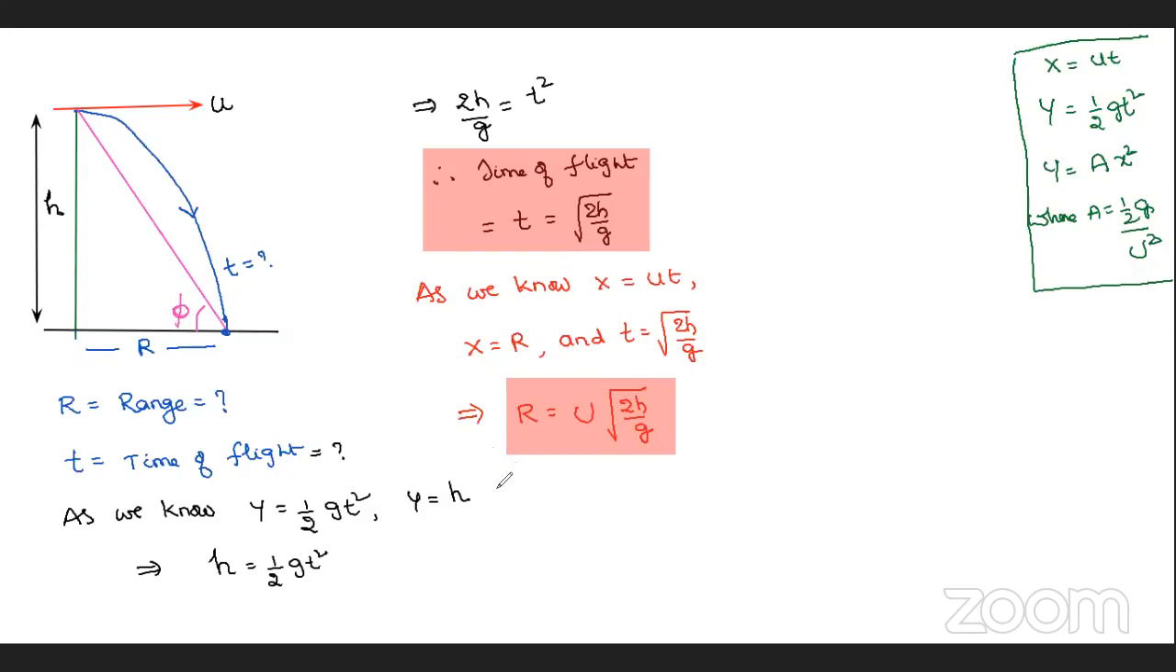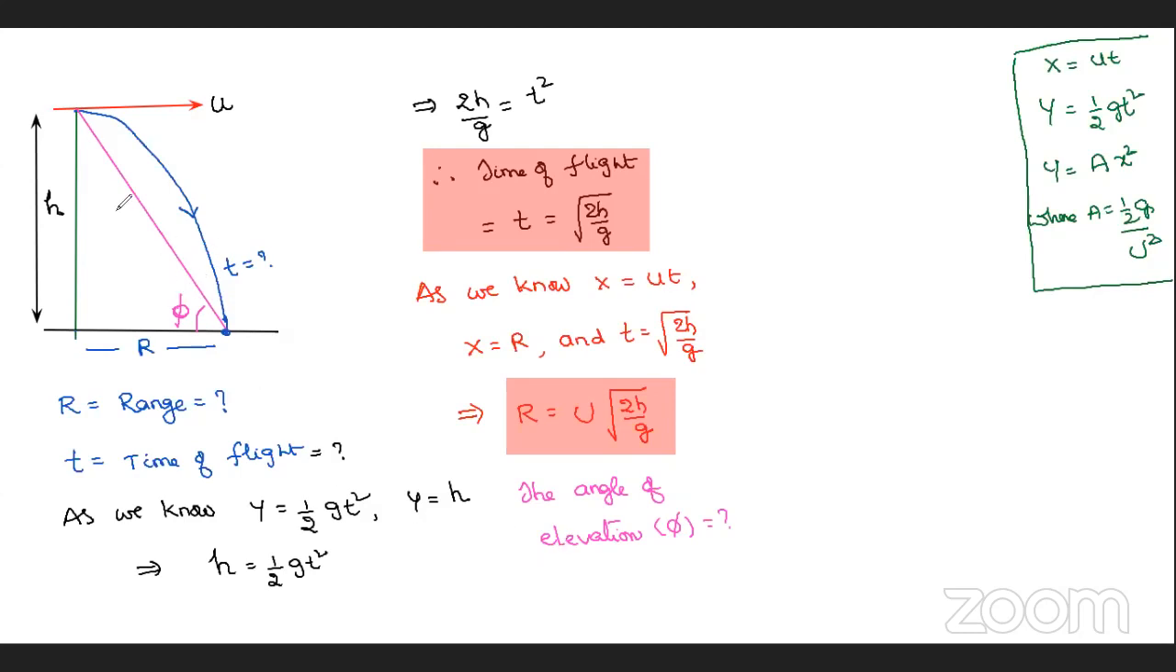I am asking the next one: the angle of elevation. Phi equals how much? Tan inverse h by r. Right, this is correct.